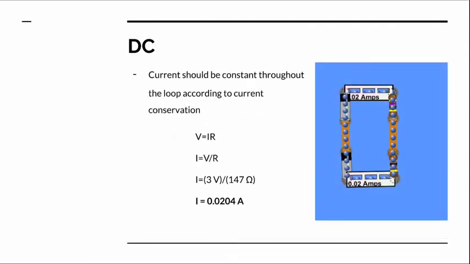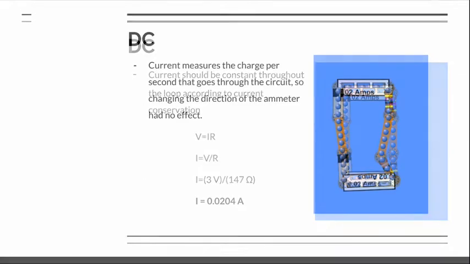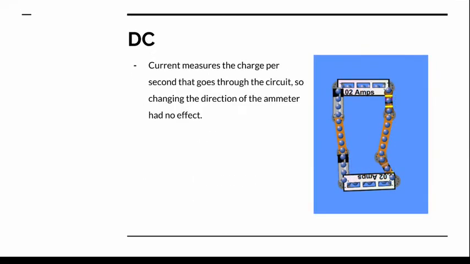The first part of this lab involved identifying the amount of current going through a circuit. This was easily done using Ohm's law and taking the resistance in the circuit and the voltage in the circuit and then solving for the current. As current is a measure of charge per second that goes through the circuit, the changing of the ammeter had no effect in detecting the current.